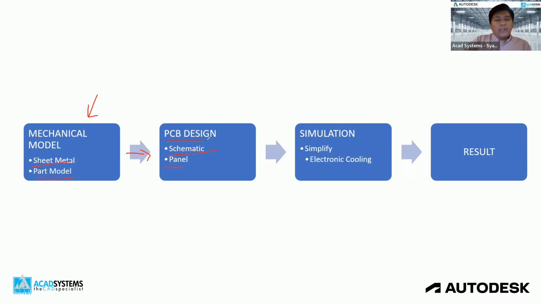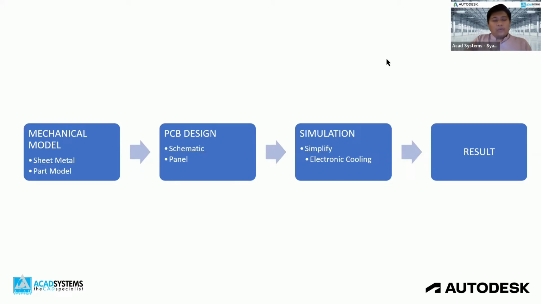After you are done with the second stage, you can go to the simulation. First thing first, before you do the electronic cooling simulation, you need to simplify your model. In the case I showed just now on the presentation slide, the cooling fan, if I want to simplify it, I can simplify the fan into one hollow cylinder. That's how we work with this simplification. This can reduce the time of our simulation, and after that you can gain the result.